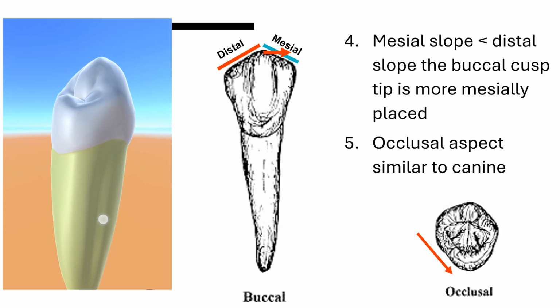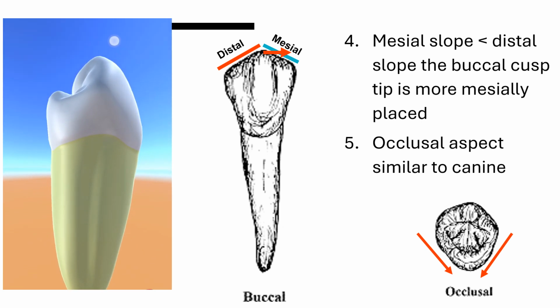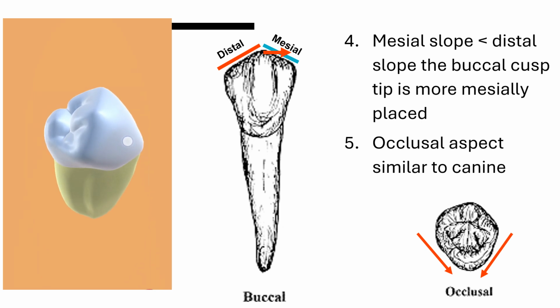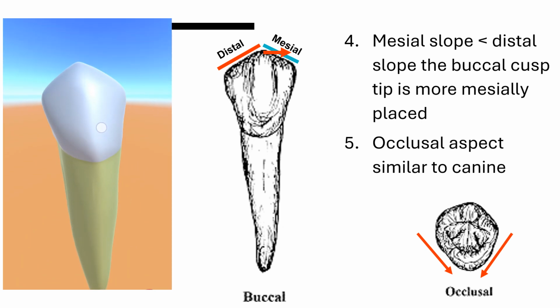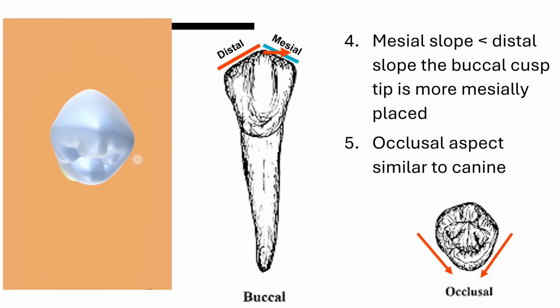Now when you look at this tooth from the labial aspect, you will find that the tip is more mesially placed. If you look at this tip here, it is more mesially placed compared to the midline. This says that the mesial slope is shorter than the distal slope. And occlusally, you can see the typical lingual convergence. You can see that the mesial and the distal portions are lingually convergent.